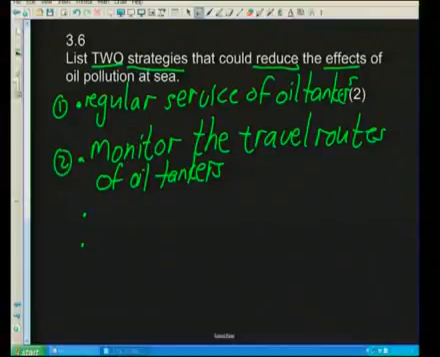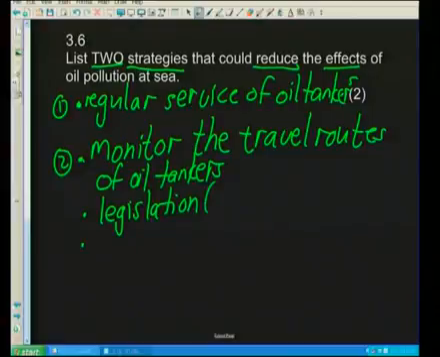All right, now I'm going to give you other possibilities. Remember we said 1, 2. But there are other possibilities. Another possibility is that there must be legislation, which means laws.